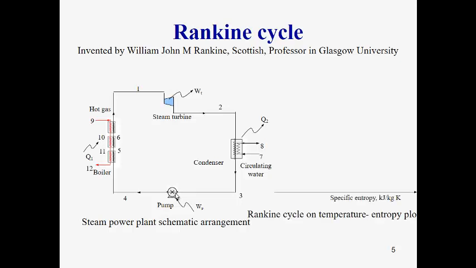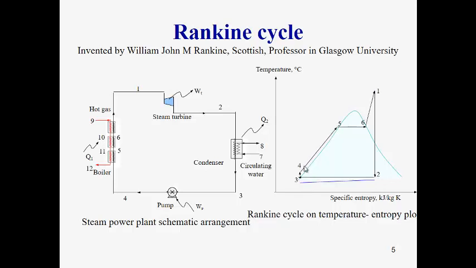The same steam power plant has been shown on the TS diagram. 1 to 2 is the expansion. It is shown as a vertical line because in the simple cycle it is assumed to be isentropic expansion. 2 to 3 is the condensation. 3 to 4 is the pumping. 4 to 1 is boiling: 4, 5, 6, 1 is the boiling. The external fluid, the circulating water, is shown in the blue line, that's 7 and 8. The red line shows the hot fluid in the boiler, the hot gas, 9, 10, 11, 12.